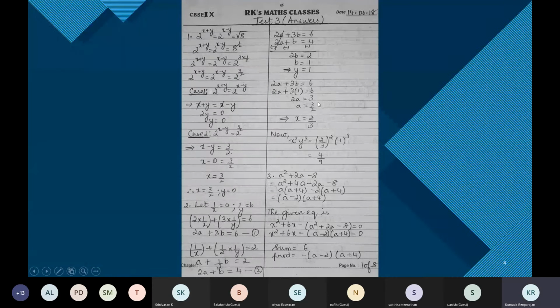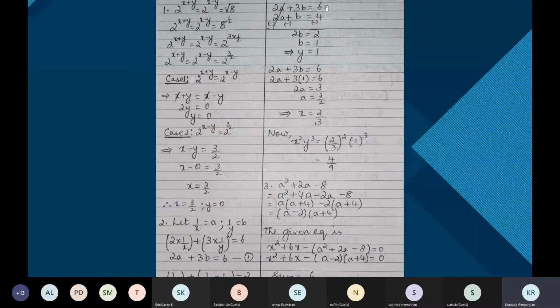Those who have not got the answer, please make a note of the equations. You may complete it later. x is 2 by 3, y is 1.